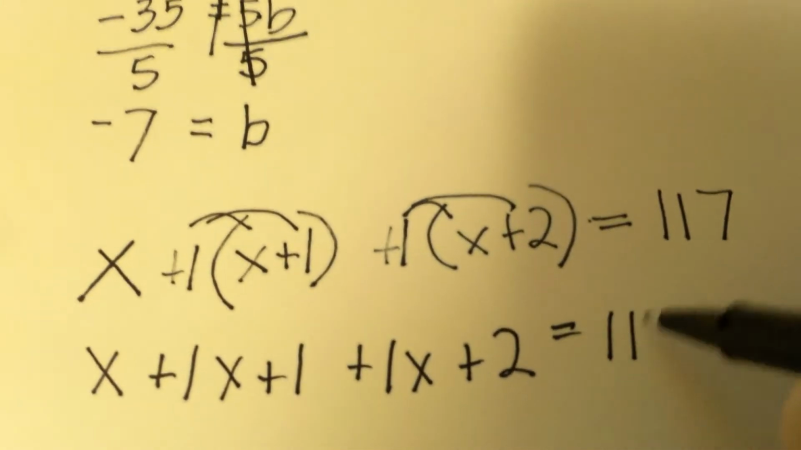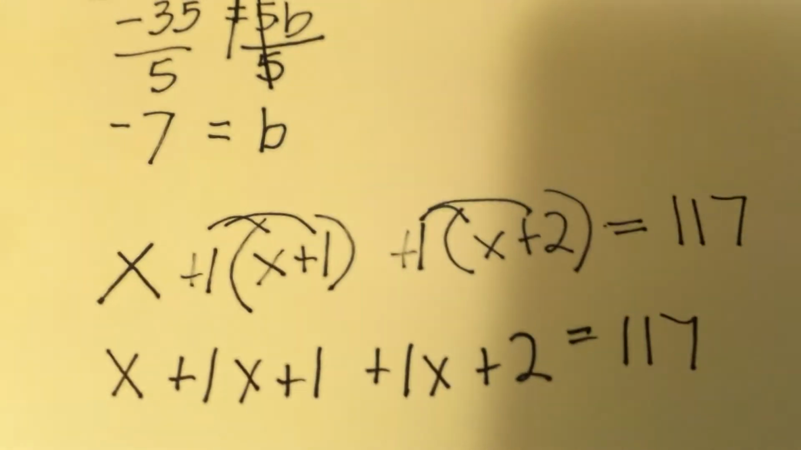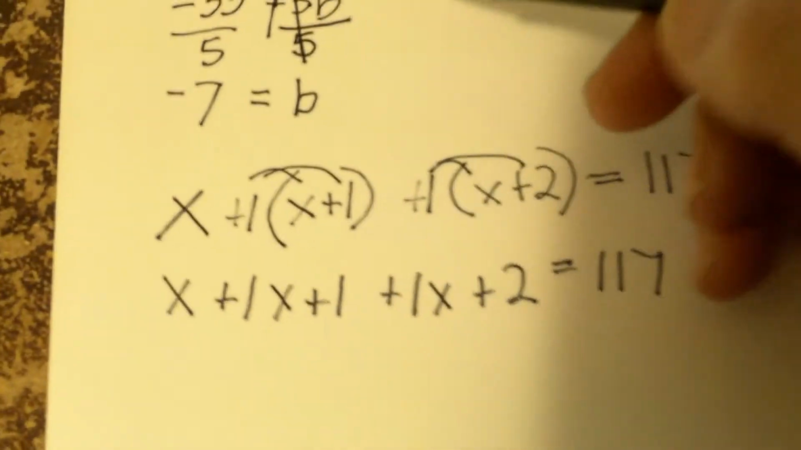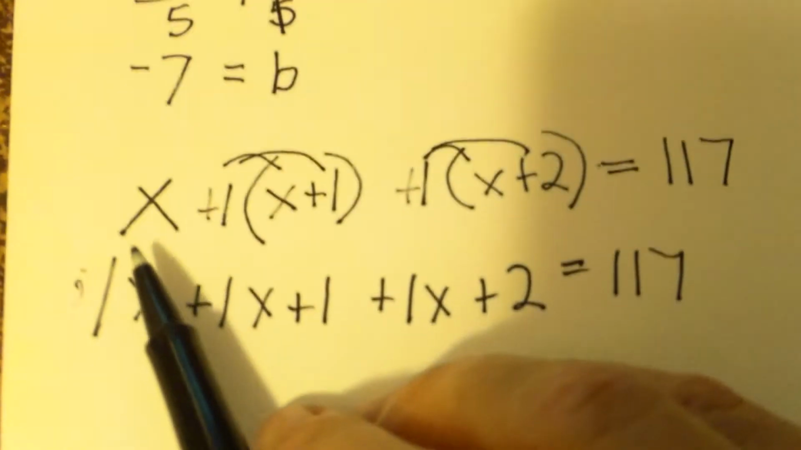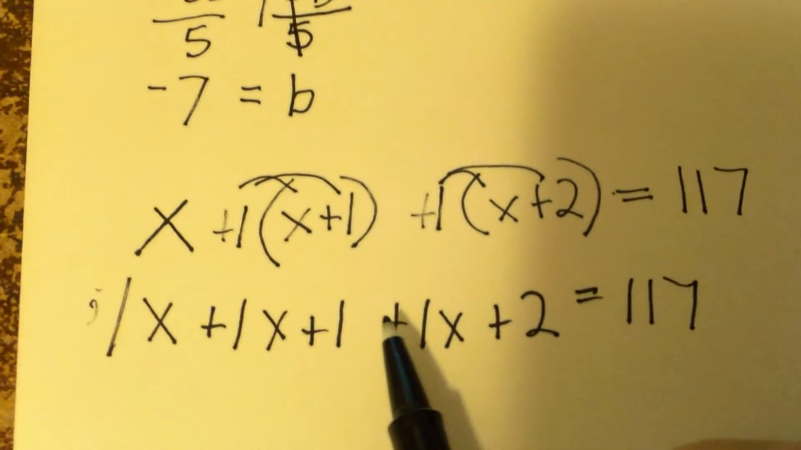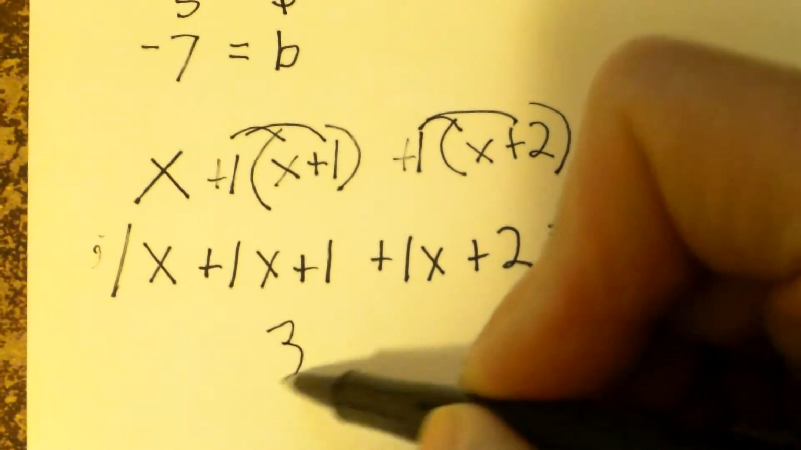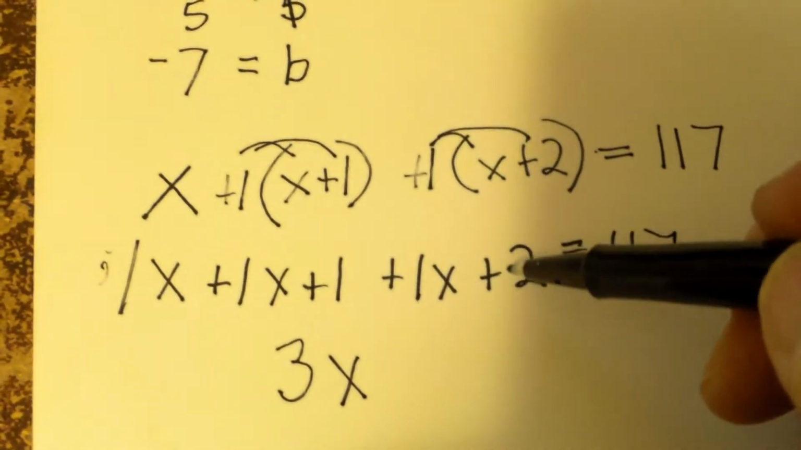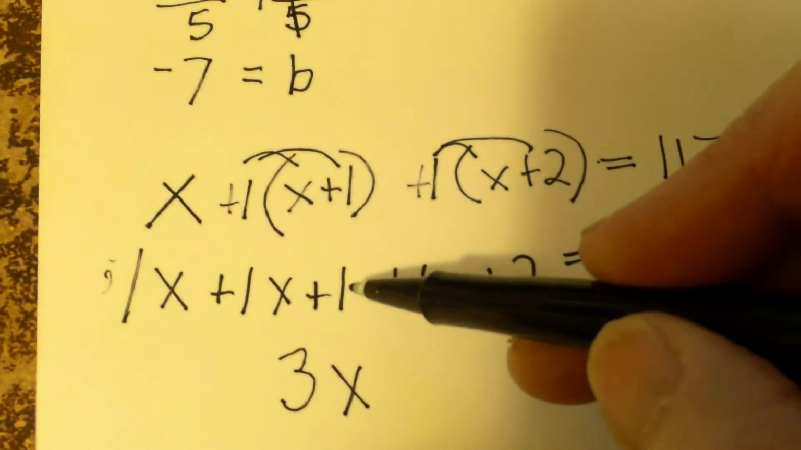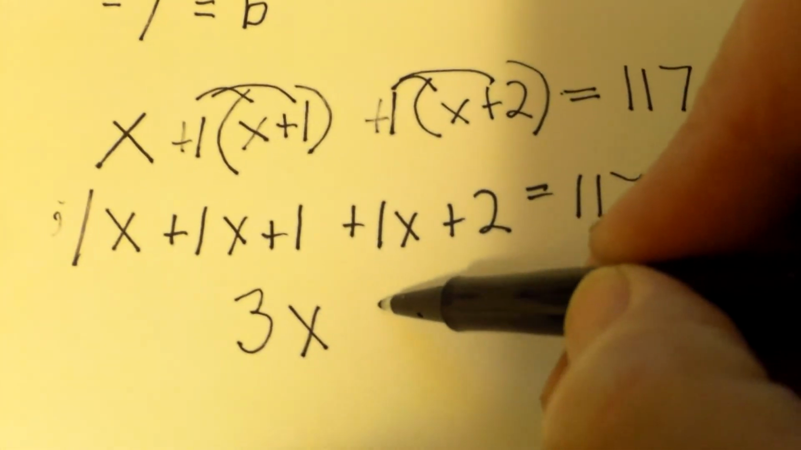equals 117. Now, even though that first term says x, I know it's 1x, so I'm going to put a 1 here just to help me remember that. So I have an x here, an x here, and an x here. So when I combine my like terms, I get 3 x's, and then I have 2, 3, positive 3.